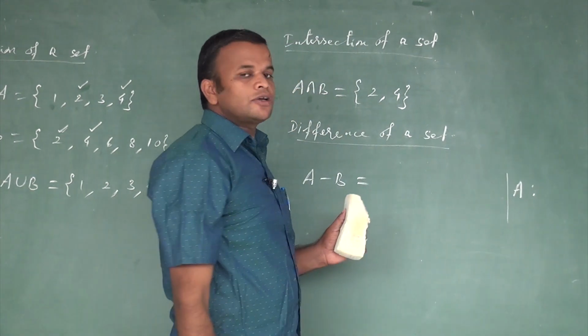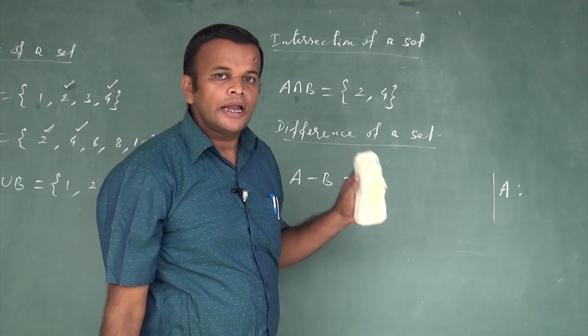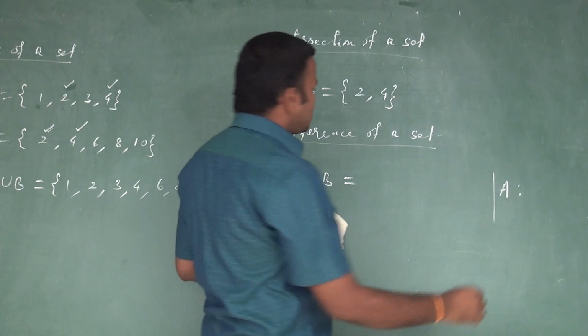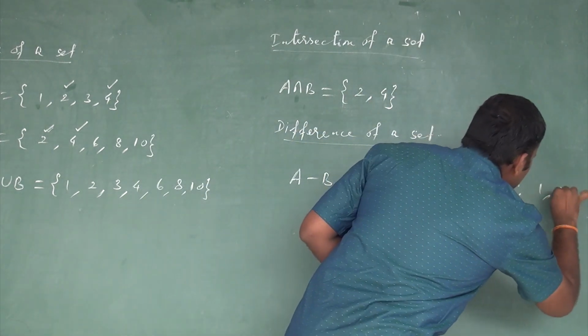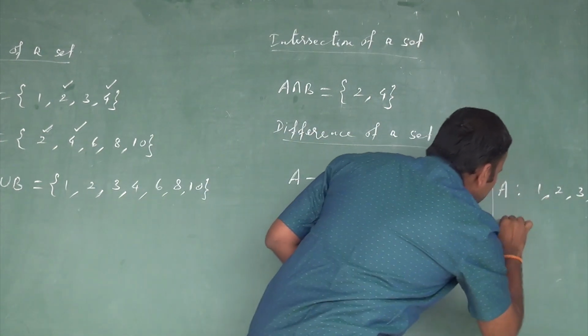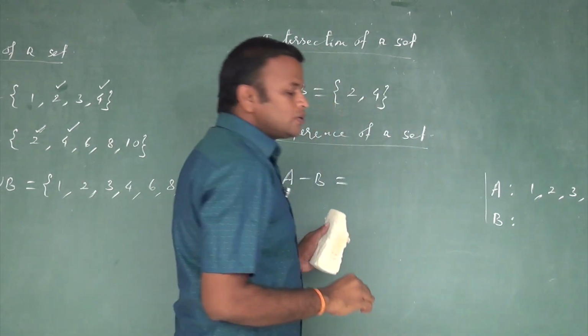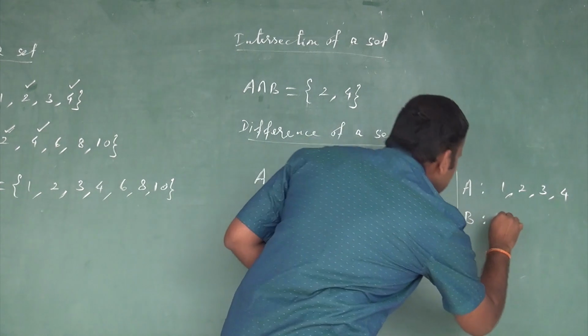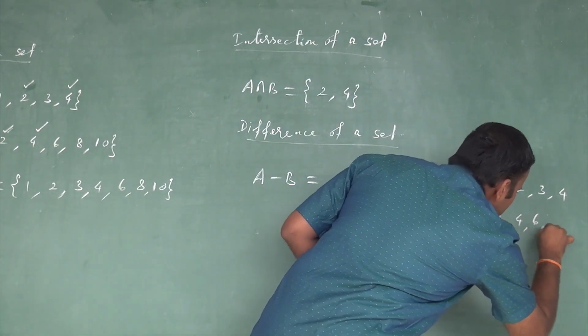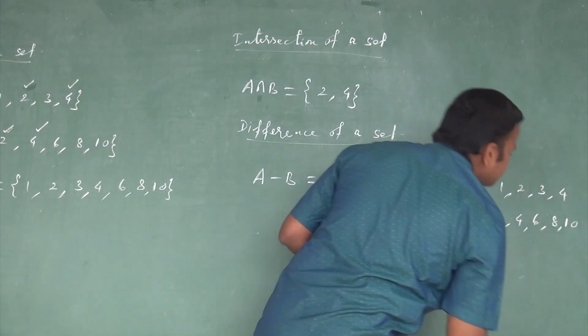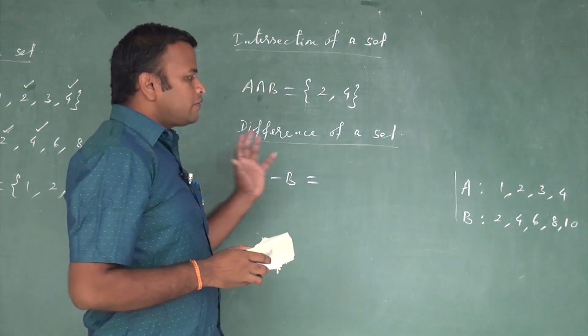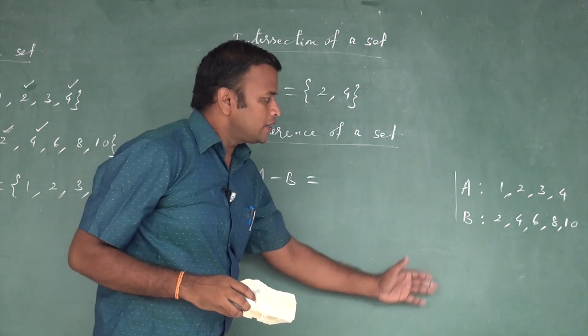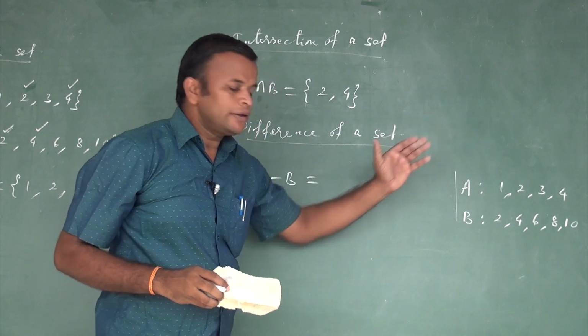We write the values of the set A. What are the values of the set A? The set A contains 1, 2, 3 and 4. And also the values of B. The elements of B are 2, 4, 6, 8 and 10. For your convenience, we write the set values of A and B inside.